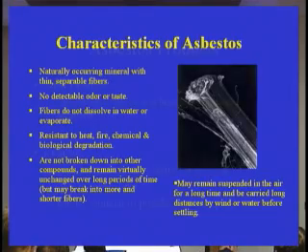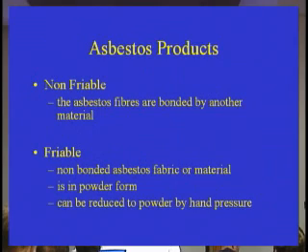When asbestos becomes a problem, it's because it becomes friable. When it's in its non-friable state, there are no problems with asbestos. So if it's wrapped, such as insulation, there's really no problem with it. It's when it starts to break down and becomes friable that people start breathing in the asbestos.